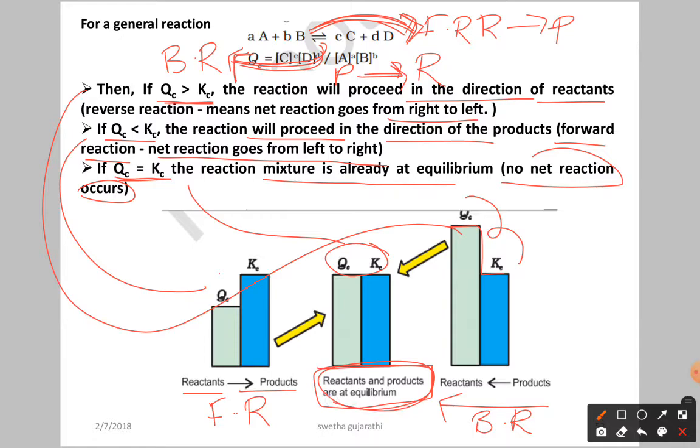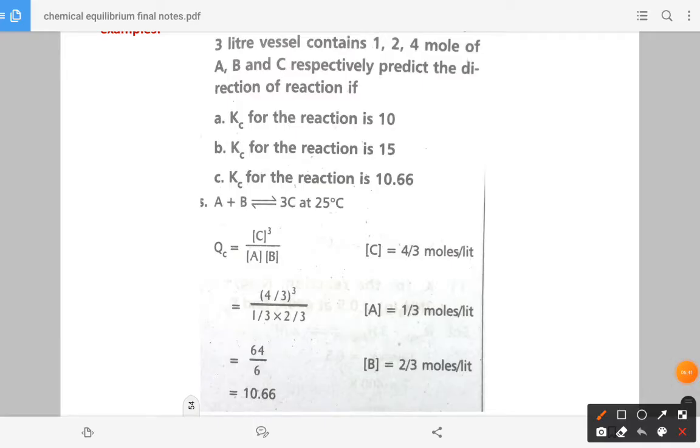So based on the Q and Kc values, you are going to predict the direction of the reaction. This is the second application of the equilibrium constant. Let us see how, with some numericals. So now let us see the example.